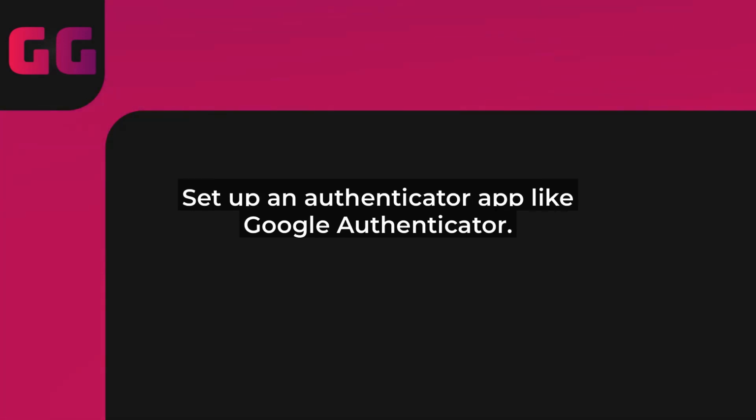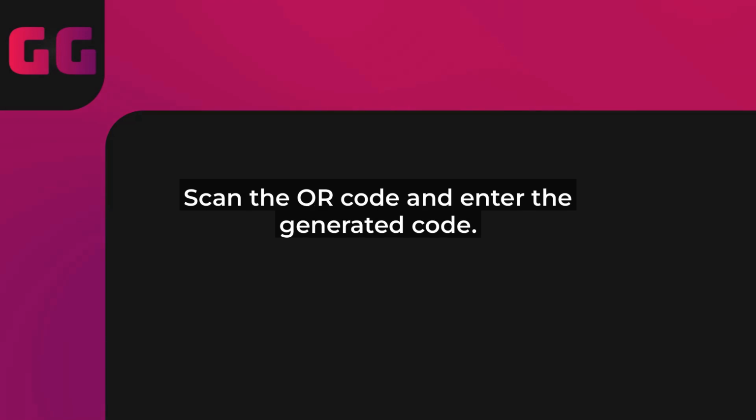Step 3. Discord will prompt you to set up an authenticator app. I recommend using popular ones like Google Authenticator or Authy. Scan the QR code that appears on your screen with your phone's app, or if you're on mobile, it might link directly. Step 4. Once scanned, the app will generate a 6-digit code.